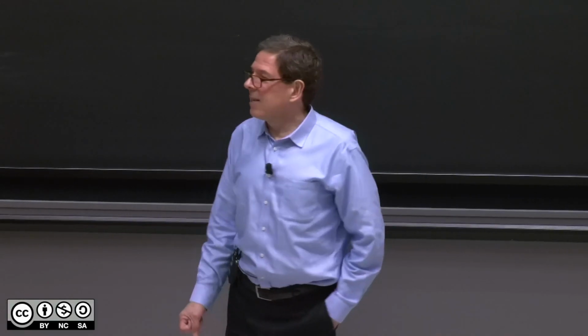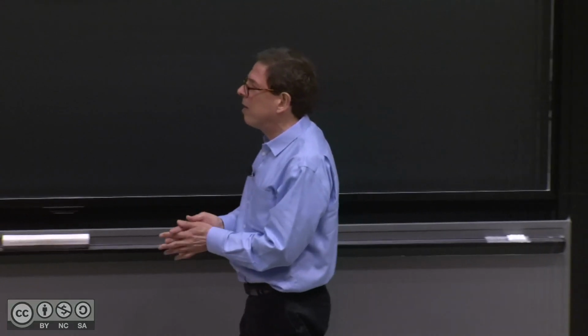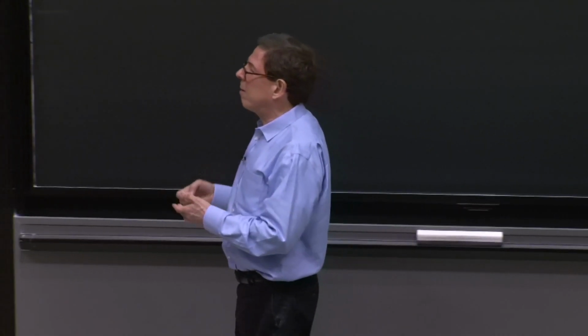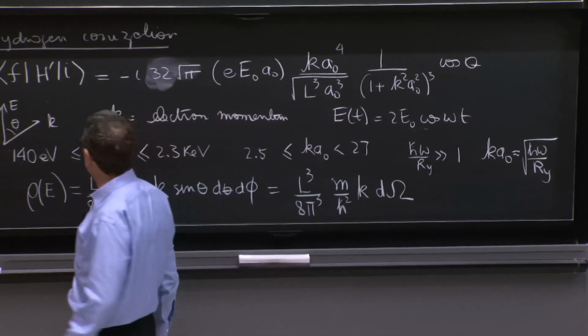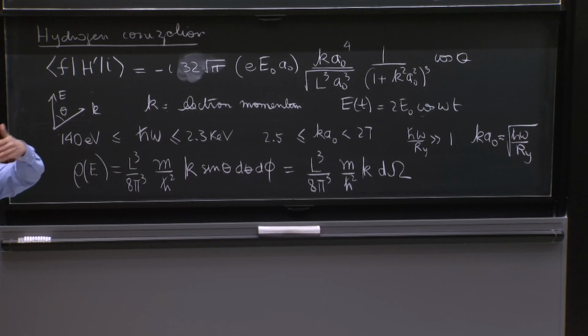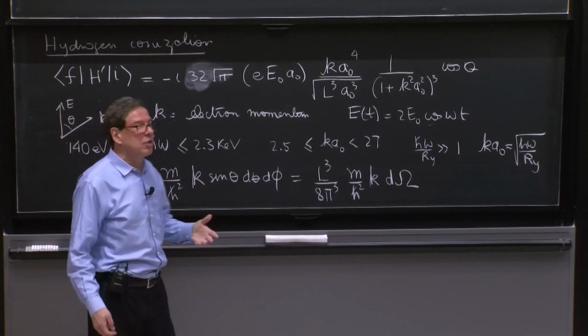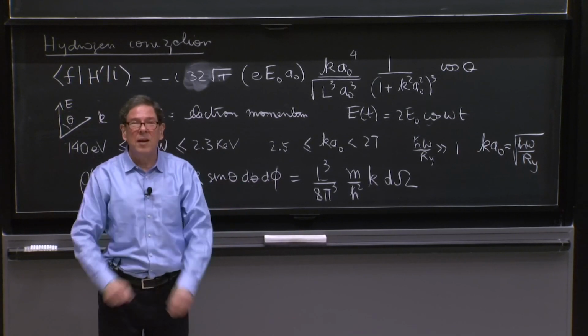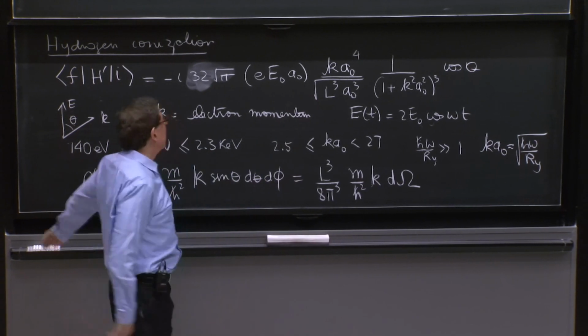Today, let's catch up with what we were doing before. And last time we were talking about hydrogen ionization, and we went through a whole discussion of how it would happen. It was ionized because there would be an electromagnetic wave hitting the hydrogen atom. The initial state was the ground state of the hydrogen atom. The final state was a plane wave.